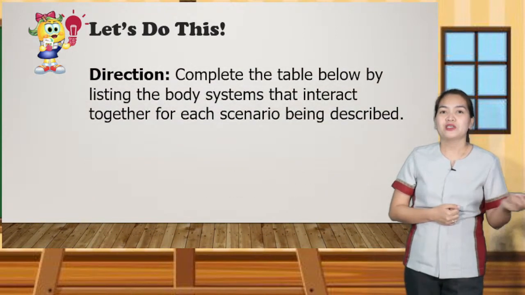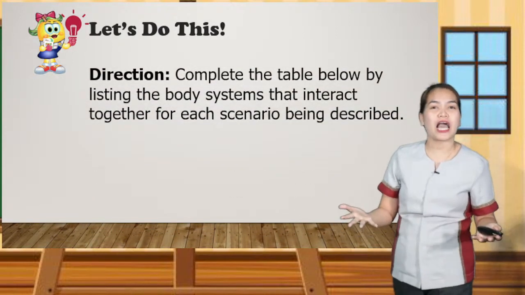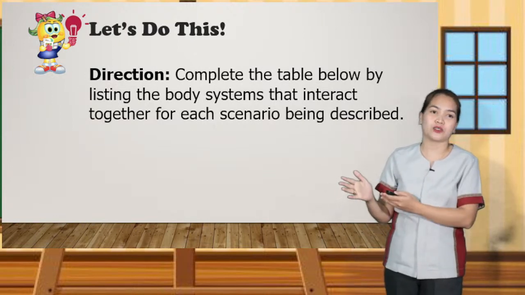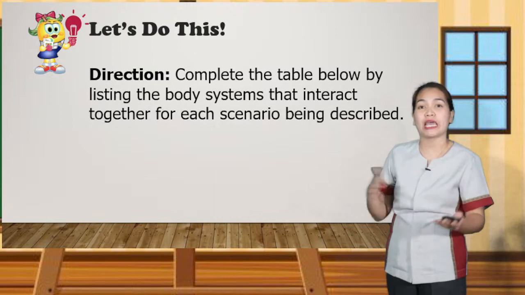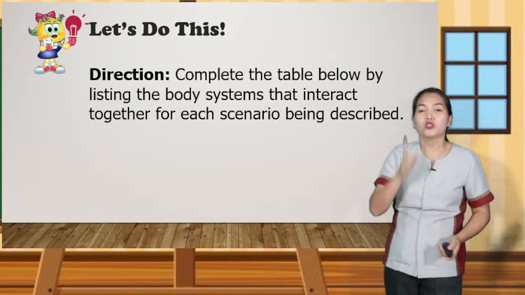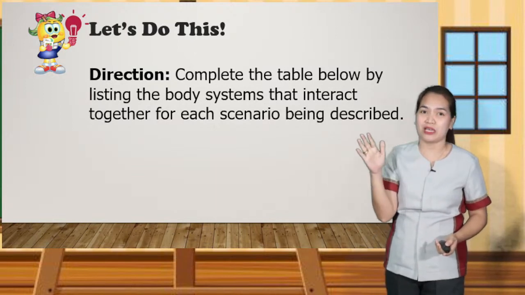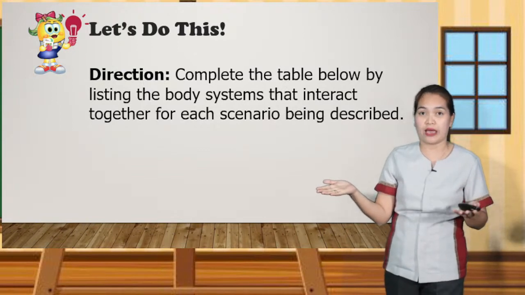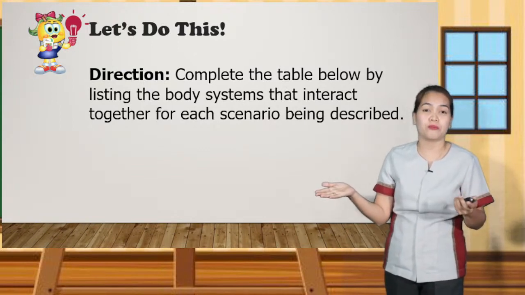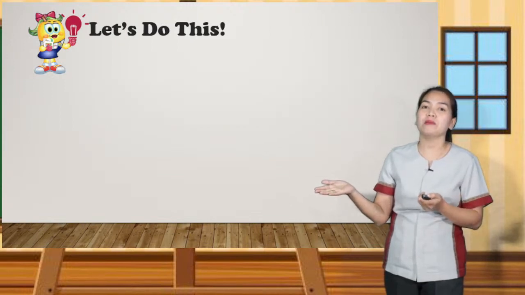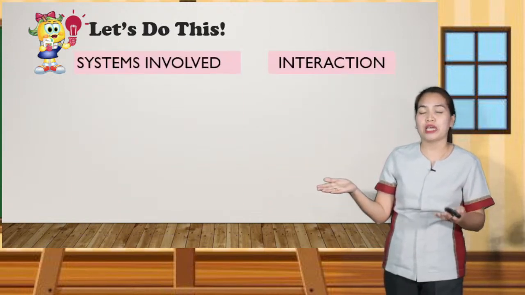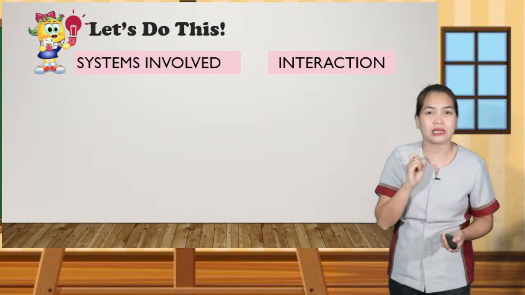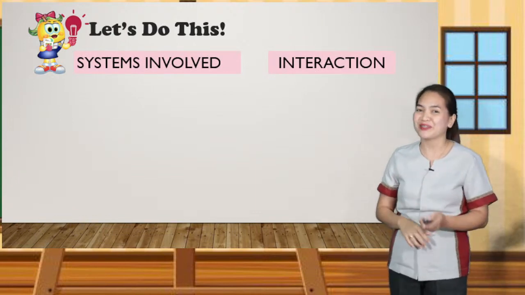Okay, so let me check how far you understand our lesson, or the discussion about what I have mentioned and the video that you have watched. You have to complete this table by listing the body systems that interact together in each scenario being described. I will be giving you a particular scenario, then you will tell me what systems are involved. Okay, are you ready?